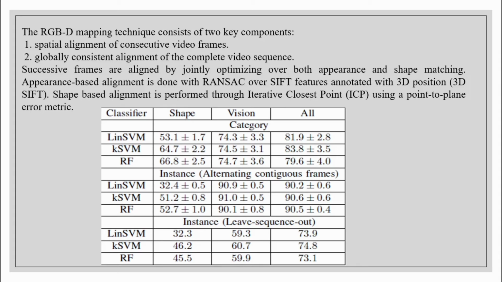This box shows the category and instance recognition performance of various classifiers on the RGB-D object dataset using shape features, visual features, and all features. Linear SVM is a linear SVM, kernel SVM is a Gaussian kernel SVM, and RF is random forest.